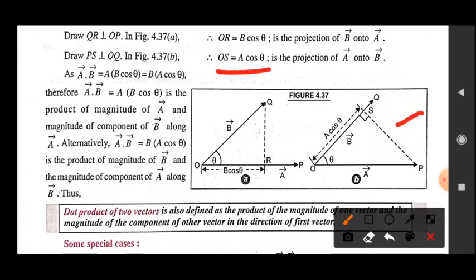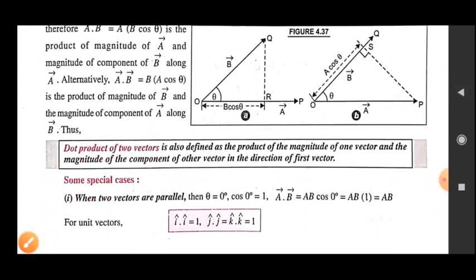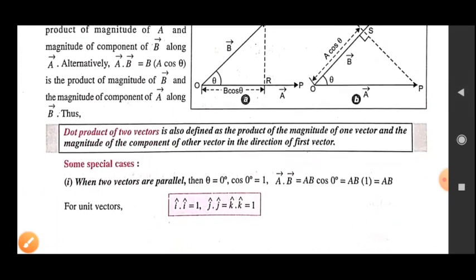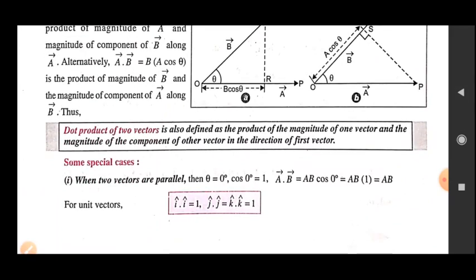Now we will just take A dot B. A dot B will be equal to AB cos theta. We can write either A dot B as A cos theta times B, or B dot A cos theta. Both are correct, and both ways we obtain the same thing, AB cos theta. In this way you can understand that the dot product of two vectors is also defined as the product of the magnitude of one vector and the magnitude of the component of the other vector in the direction of the first vector.